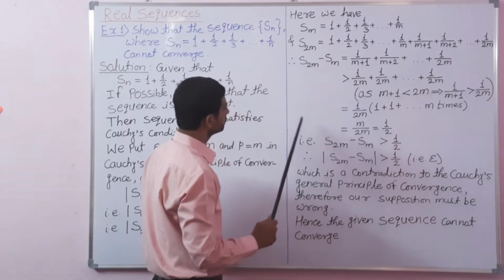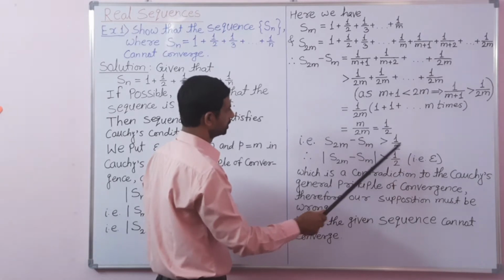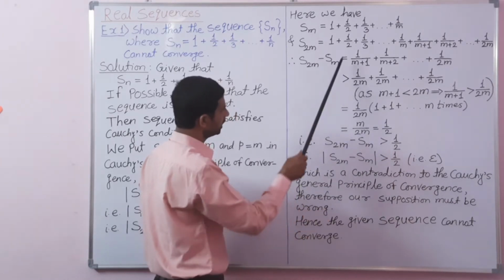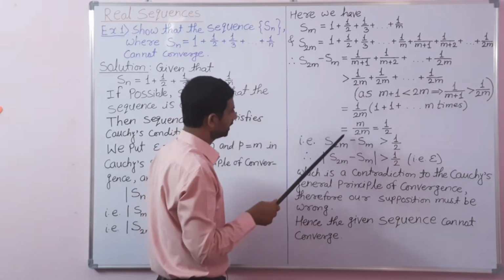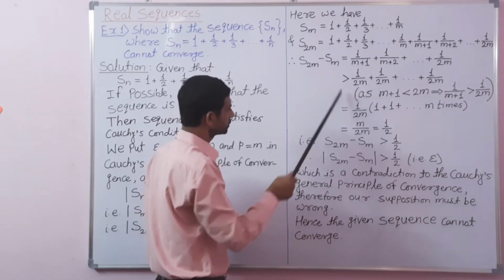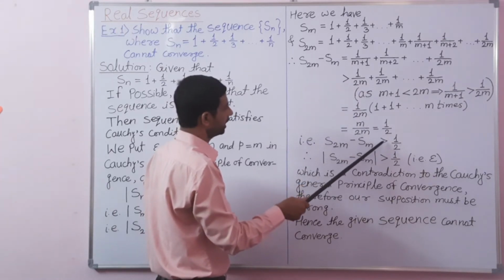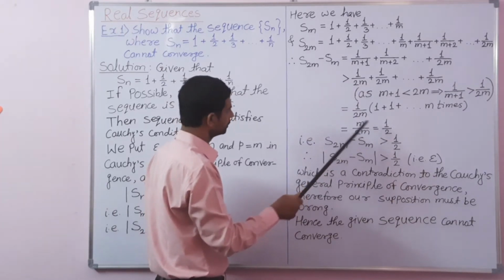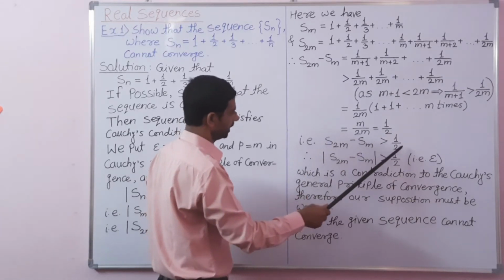So what we got? Therefore S2m minus Sm is greater than 1 by 2. It is not equal to 1 by 2. Here, if we observe these equations and inequalities, then the strongest one is the greater than. So therefore we will get the greater than and not the equal to. So we have obtained S2m minus Sm greater than 1 by 2.